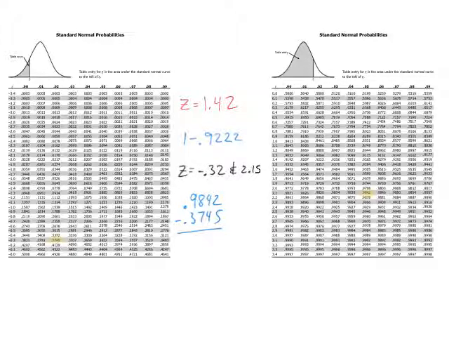So be careful with that. Between takes a little bit more work. The above takes a little bit more work, but the below is always easiest. These values are the percent below a specific z-score. And then above you have to do 1 minus, and for between you have to subtract the 2.